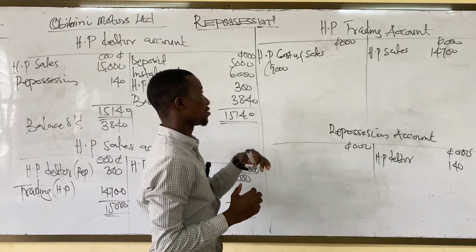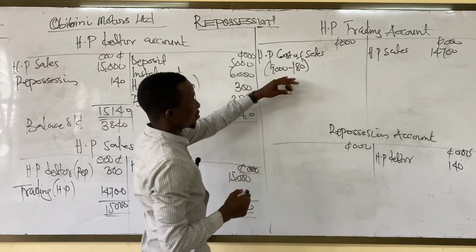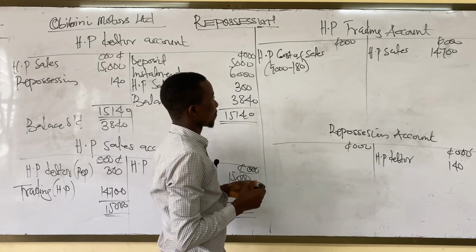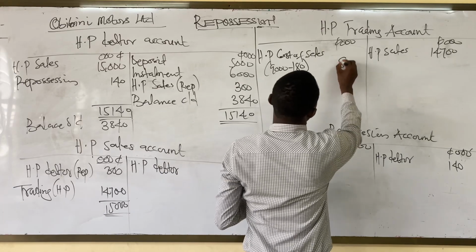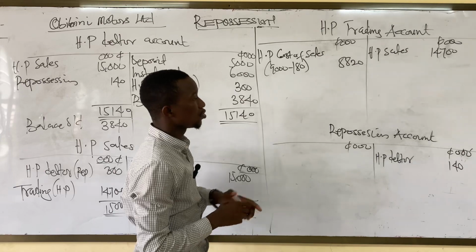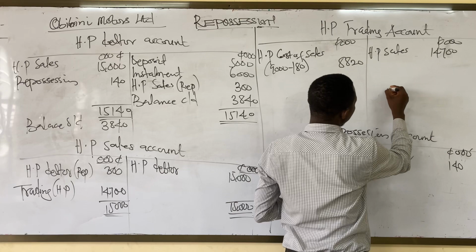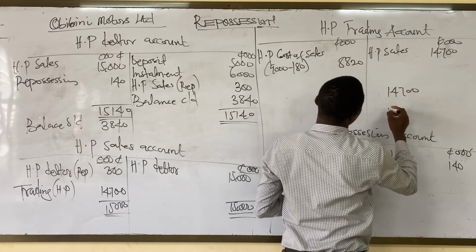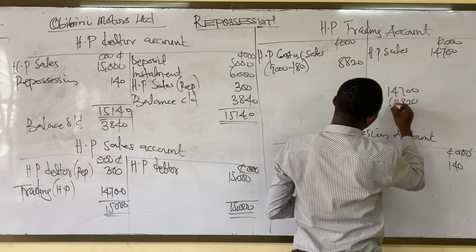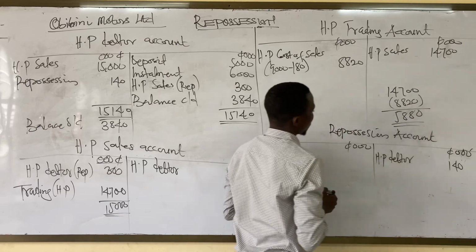So we need to split it into two so that we take out the repossessed one and the remaining one will represent items that are still under high purchase contract. And that will give us 8,820. Is that okay? Now we want to determine our gross profit. So the gross profit will be the sales of 14,700 minus the 8,820. And this will give us 5,880 as the gross profit.